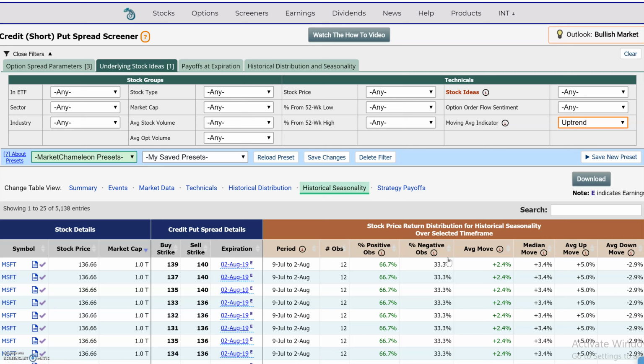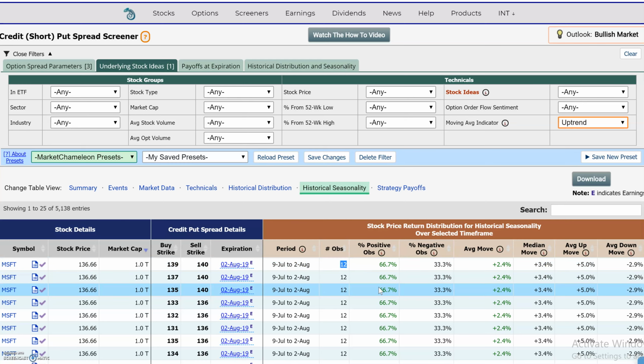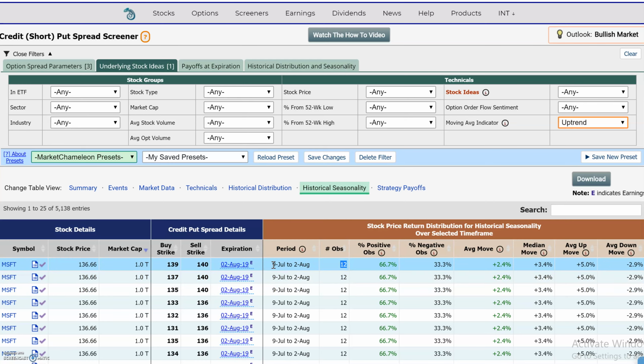Seasonality looks at statistically what is likely to happen between now and expiration. And here in this example, today's July 19th. This expiration is August 2nd. So how did Microsoft perform in the previous 12 years? We're using 12 years of observations here between these dates. And we're looking for strong seasonality, so positive seasonality, because we're doing a bullish credit put spread.